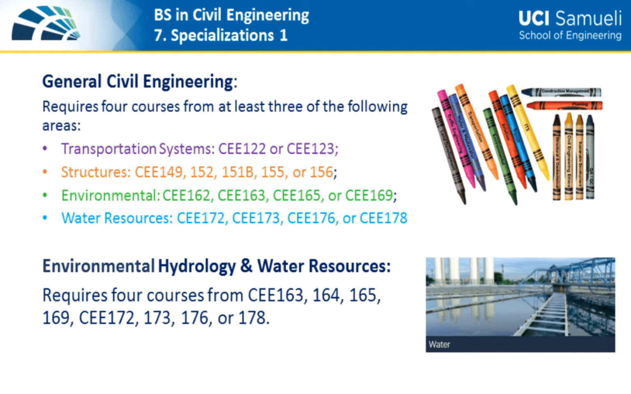The 4 areas to choose from at UCI are Transportation Systems, Structures, Environmental, and Water Resources. To complete the specialization, you must choose at least 1 course from at least 3 of these areas. The specialization in Environmental Hydrology and Water Resources requires a choice of any 4 courses from Environmental Engineering, the 160 series, or from Water Resources, the 170 series. Note that this 4-course specialization is not equivalent to the BS in Environmental Engineering degree program. You can see our Faculty Advising video module 4 for more details on that program.